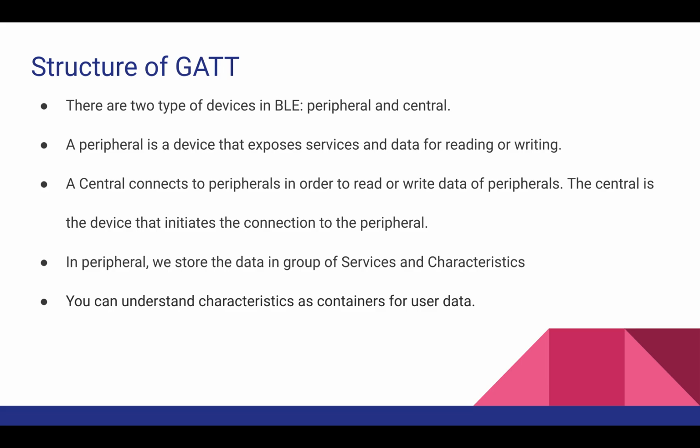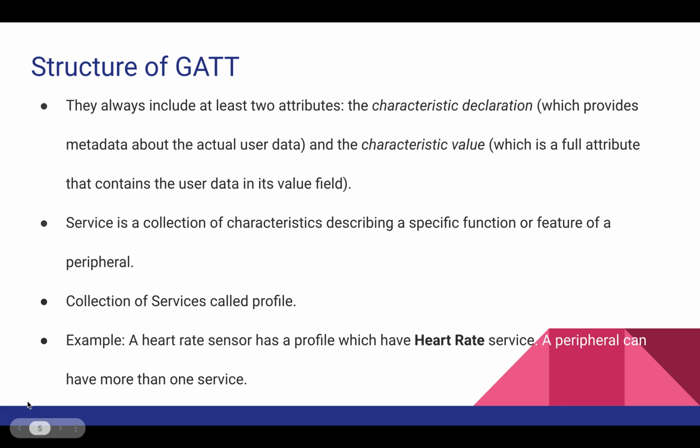In the peripheral, we store the data in groups of services and characteristics, and you can understand a characteristic as a container of user data. They always include at least two attributes. First is the characteristic declaration attribute, which provides metadata about the actual user data, and the characteristic value, which is a full attribute that contains the user data in its value field. As I already explained about the metadata, it describes the nature of the user data.